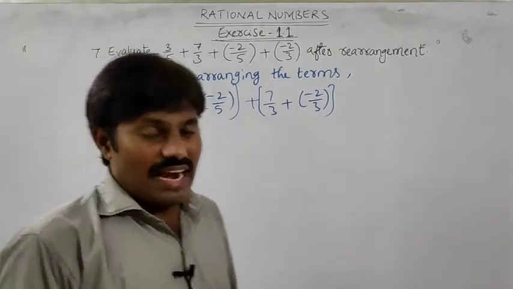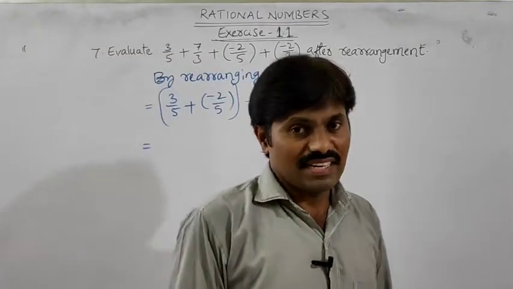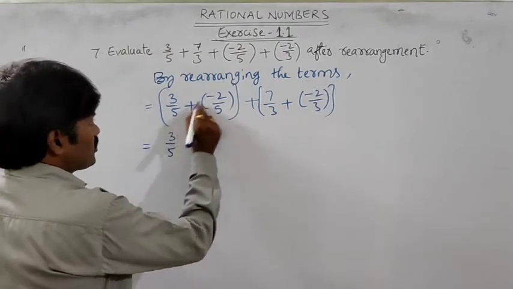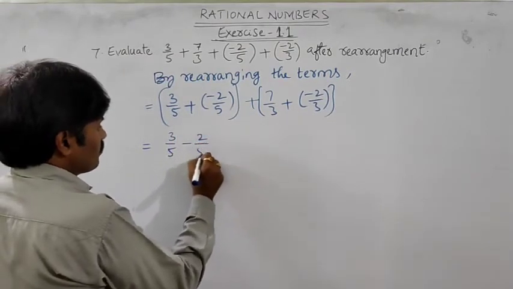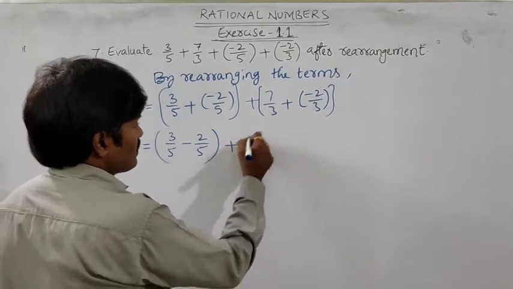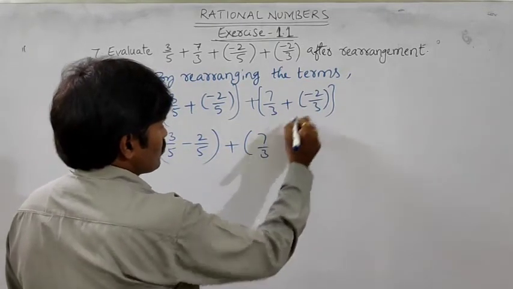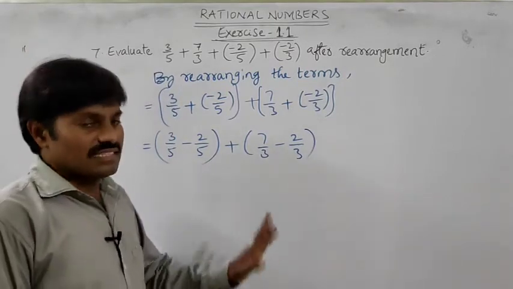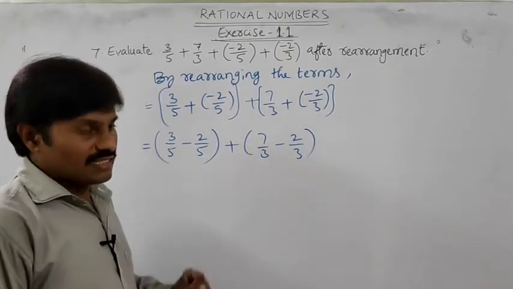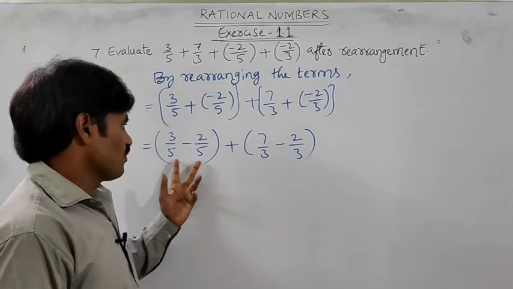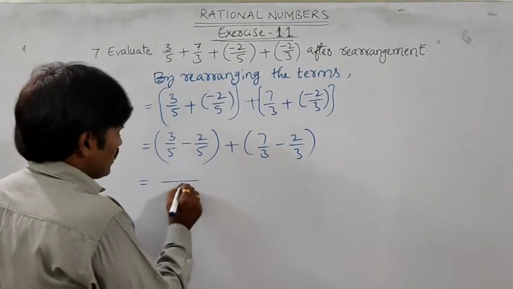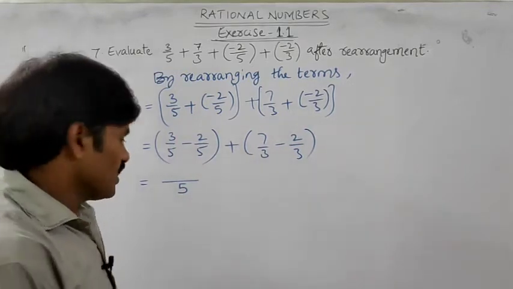Now, addition or subtraction of like fractions is very easy. So here 3 by 5 plus into minus 2 by 5. Again plus 7 by 3 plus into minus 2 by 3. Now simplify these like fractions. See, here is the difference of two fractions, and here also the same. We know that the denominators are the same, so the LCM is also the same, that is 5.